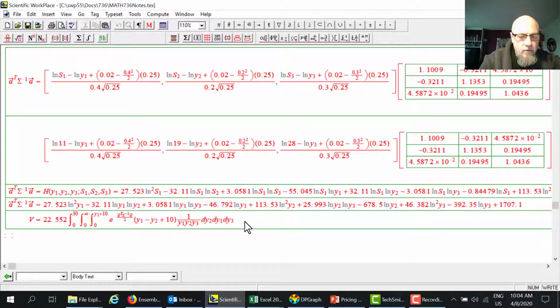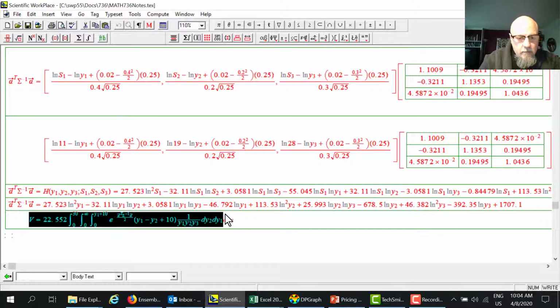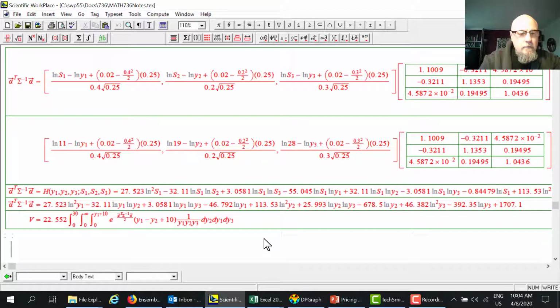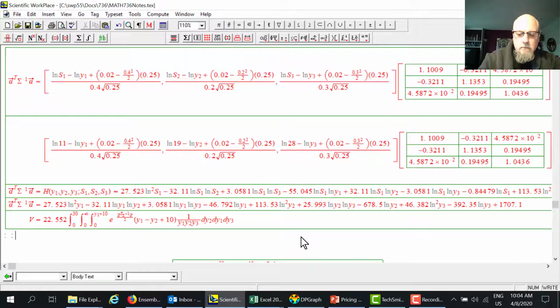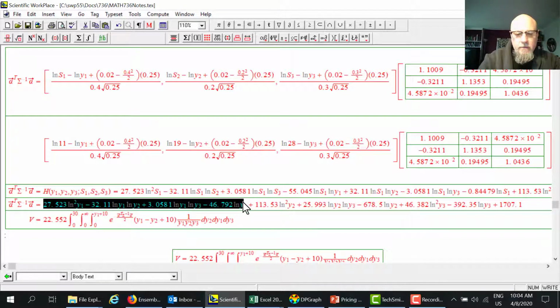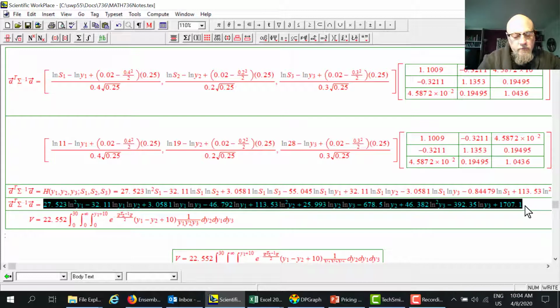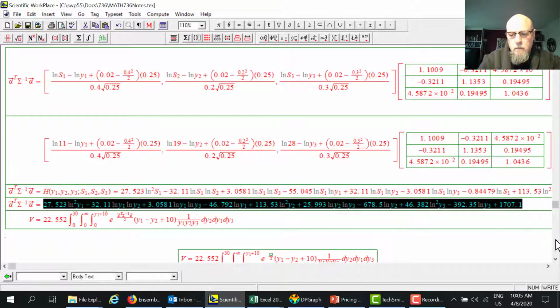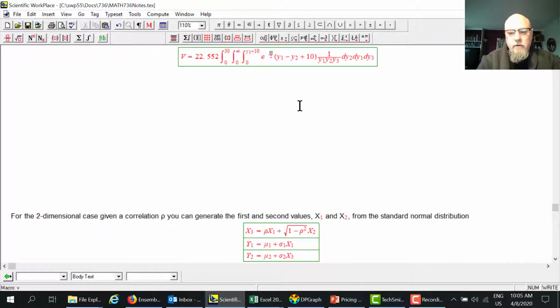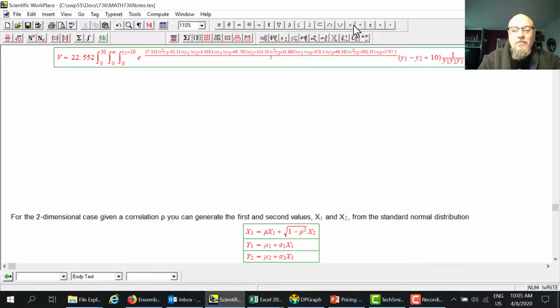And now I've made the triple integral. The only thing left to finish this is to put all of this mess with the y1s, y2s, and y3s in here. I'm going to put it in here and it's just a big mess. All right, so this is the integral that we have to integrate in order to get the value of that option at that particular stock price. We sum it up over it.